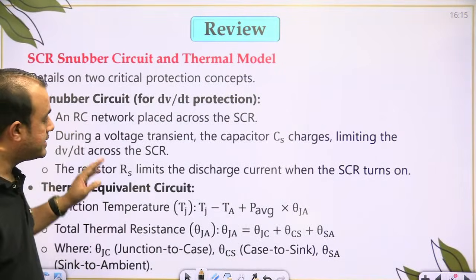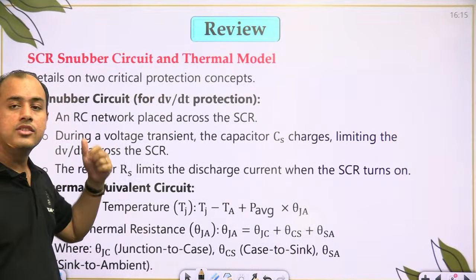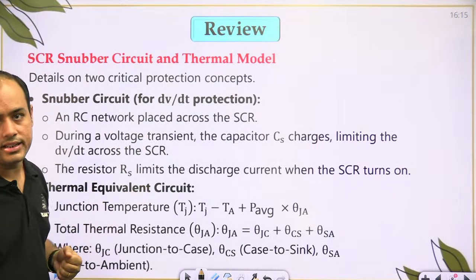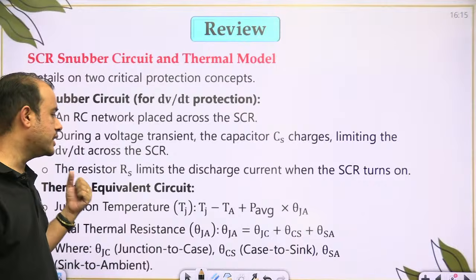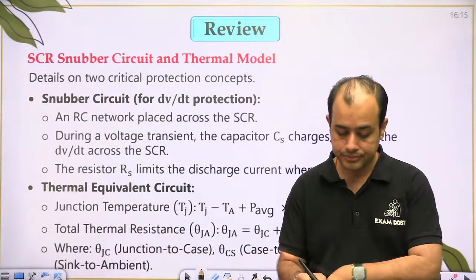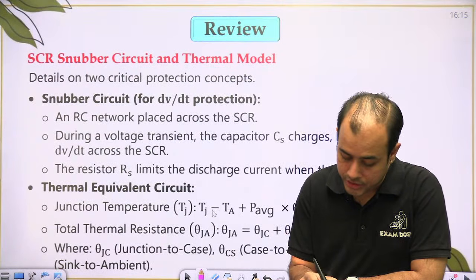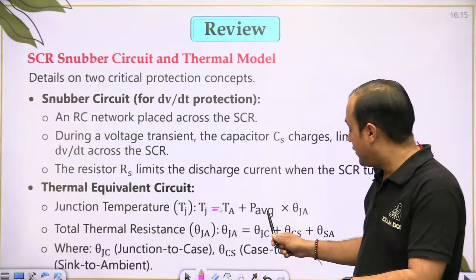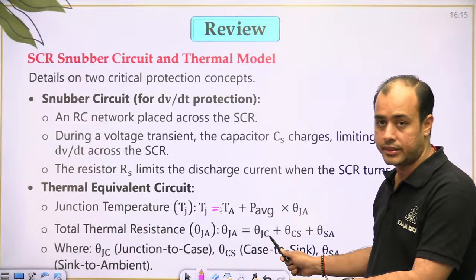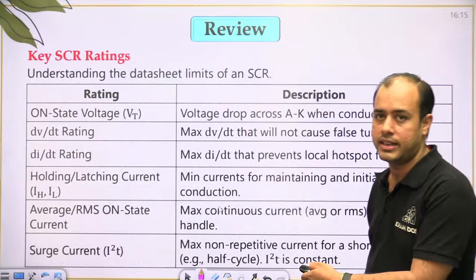Okay, so the RC snubber circuit is placed across the SCR for dV/dt protection. The capacitor opposes the change of voltage and reduces dV/dt. For junction temperature, how can you model it? You can model it as Tj equal to the ambient temperature plus average power times the thermal resistance. Thermal resistance is the sum of three resistances: junction to case, case to sink, sink to ambient.